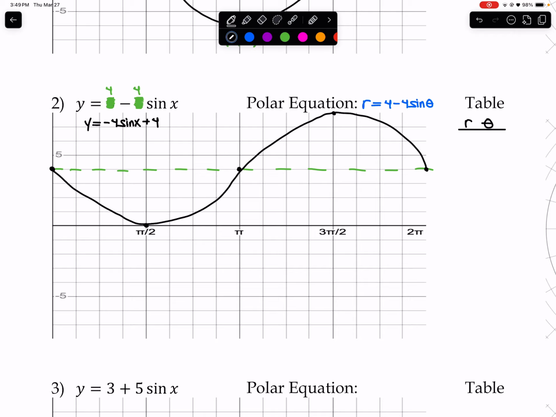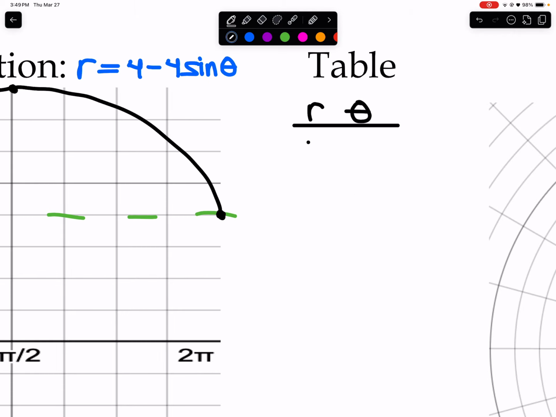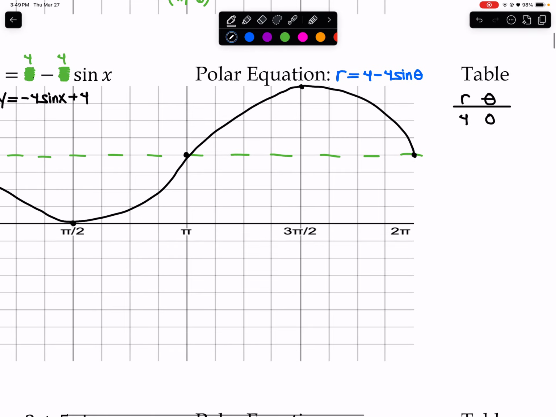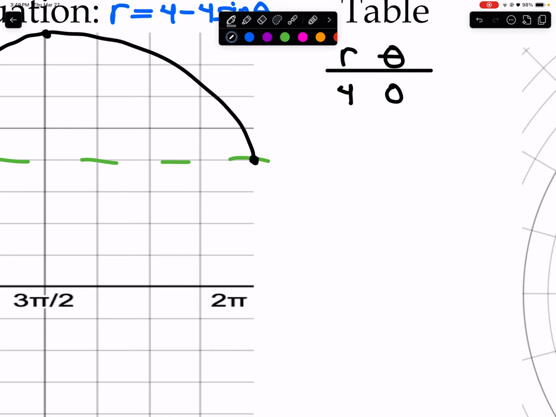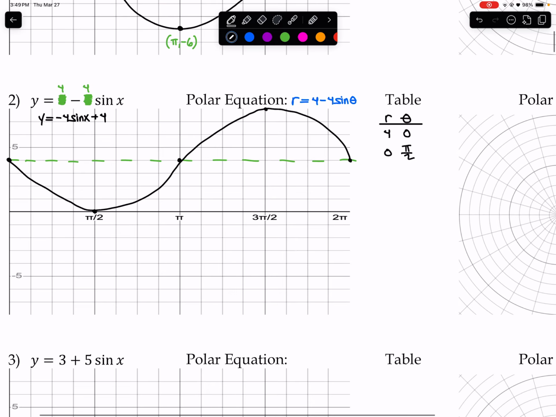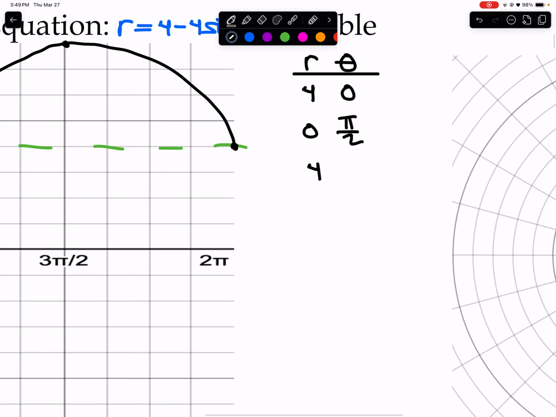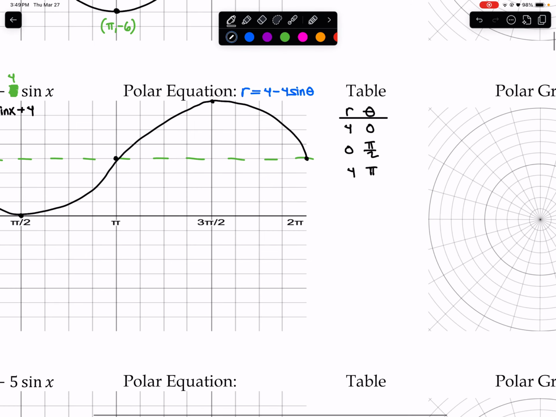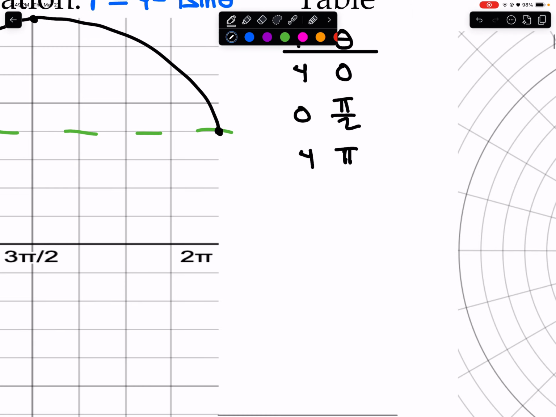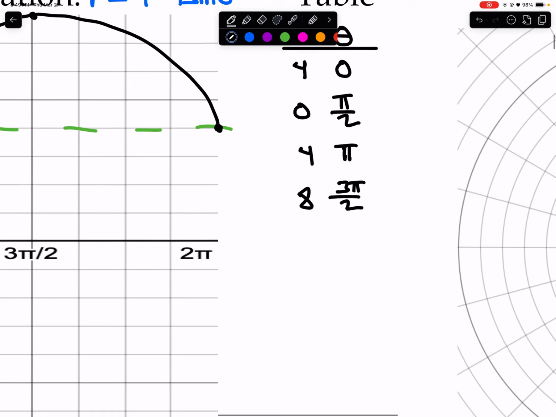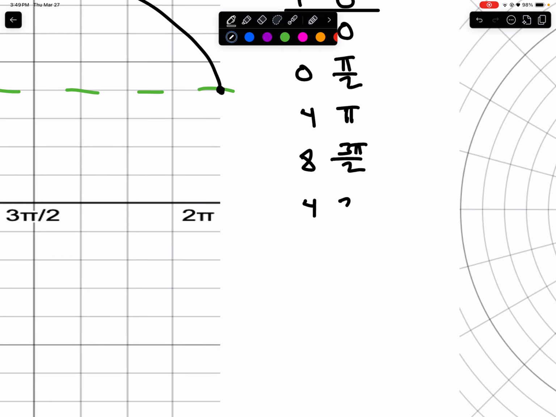So my first point is going to be 0, 4, which means I'm going to have a distance of 4 in the direction of 0 degrees, and then I'm going to have 0 in the direction of pi over 2, and then I'm going to go a distance of 4 in the direction of pi. Then I'm going to go 8 in the direction of 3 pi over 2. And then I want to go 4 in the direction of 2 pi.